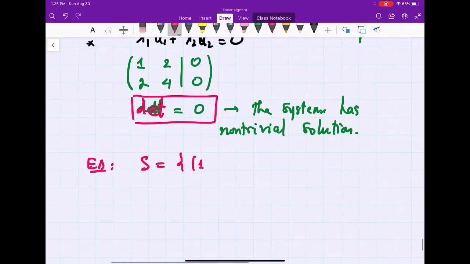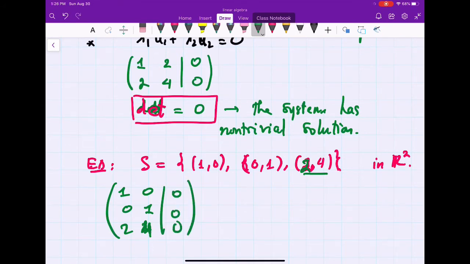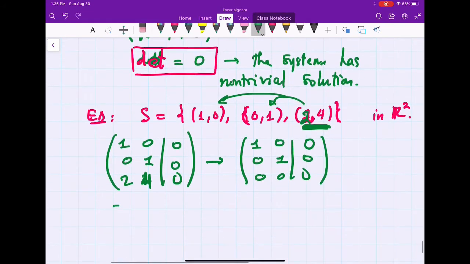Does that make sense? All right, let's consider another example. S equal to (1, 0), (0, 1) and (2, 4). Again in R2, I tell you, we can say right away this set is linearly dependent. Why? Because if you consider the system with (1, 0), (0, 1) and (2, 4) equal to (0, 0), you can see right away that (2, 4) is a linear combination of these vectors. That's it. So that's why it is linearly dependent.